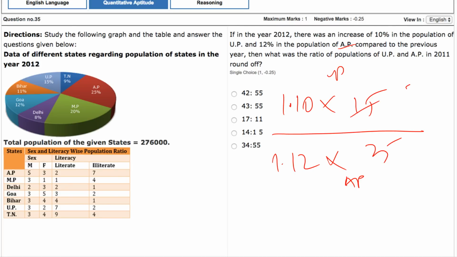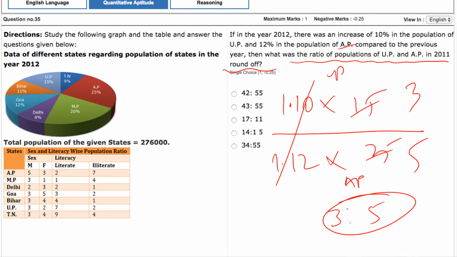Okay, so I am asked the ratio of the population of UP, rounded off. If it is to be rounded off, what better number to round off than this? So I will get 3:5. Let's quickly look at which one is coming closest to 3:5.